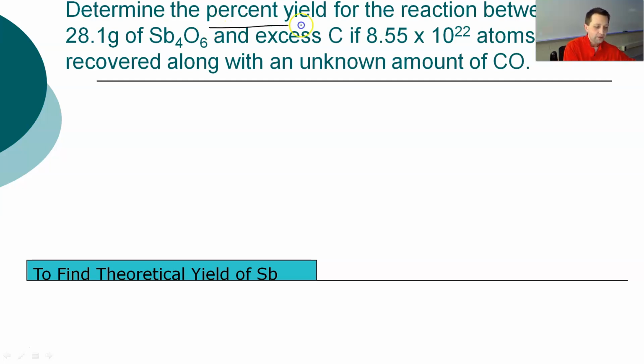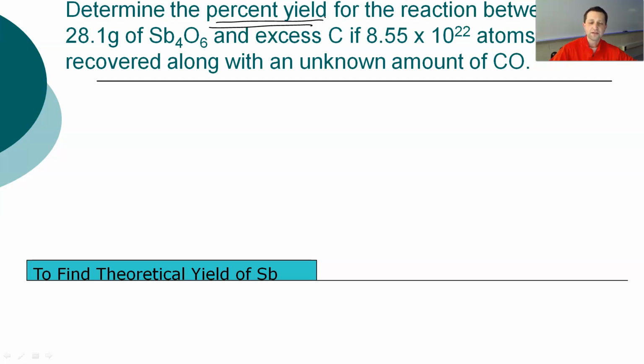So there we go. You know you're doing a percent yield problem because it asks you to. For the reaction between 28.1 grams of Sb4O6 and excess carbon, if 8.55 times 10 to the 22nd atoms of antimony, which is Sb, is recovered along with an unknown amount of carbon monoxide. So it sounds complicated, but it really isn't.